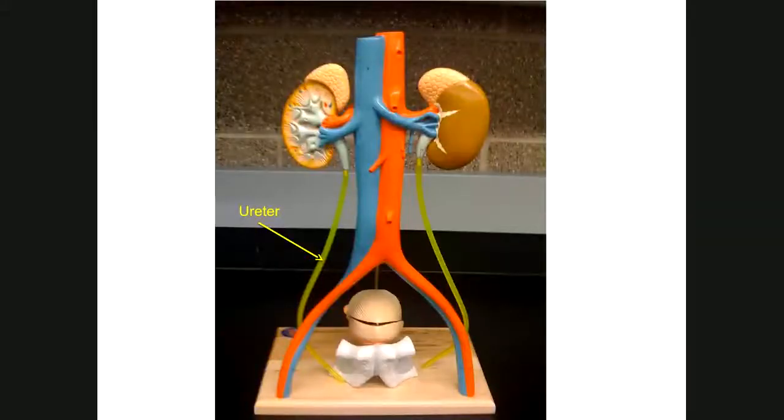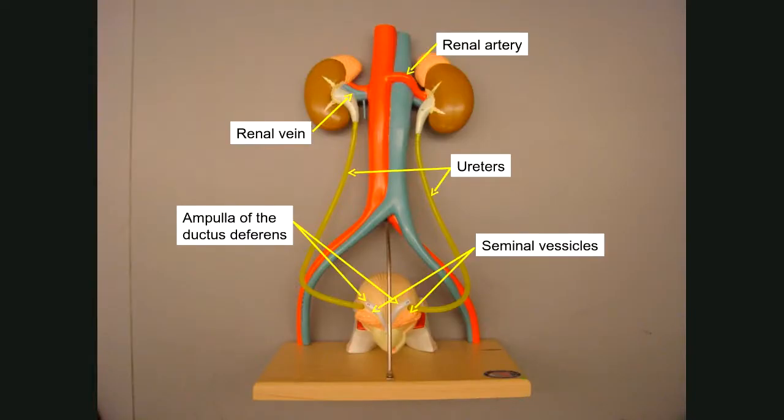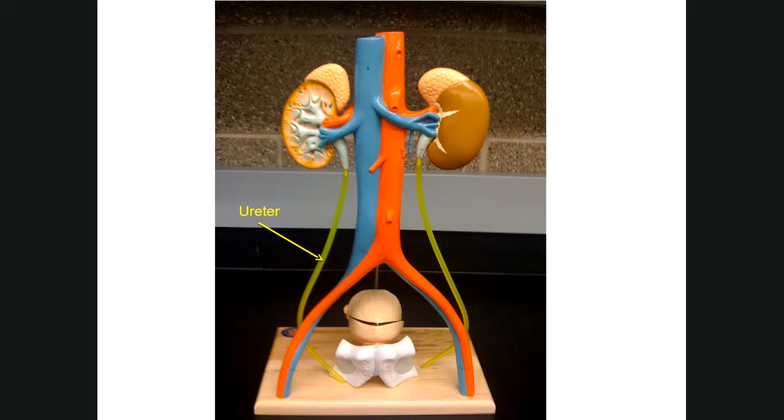Now remember, this model is a male. So remember we said if you look down here at the bottom, you're going to see these male reproductive structures. Those don't have anything to do with urine production. But this ureter is going to go down to the bladder here, just like in a female, but we're not going to have those other structures that we see on the female.